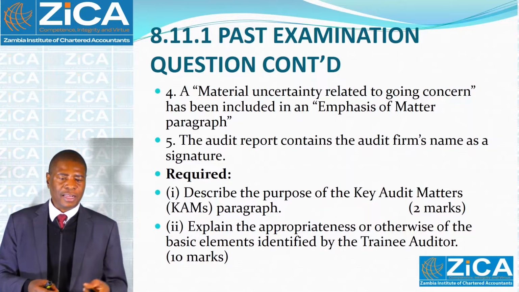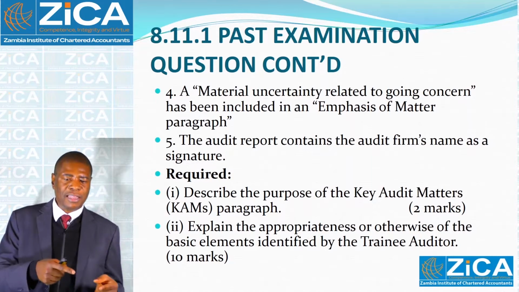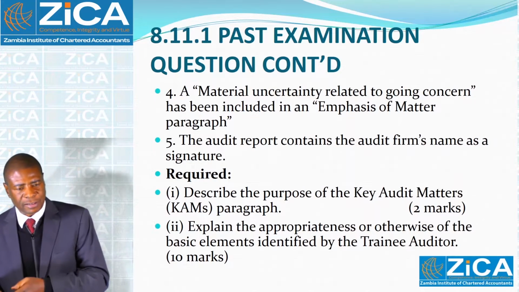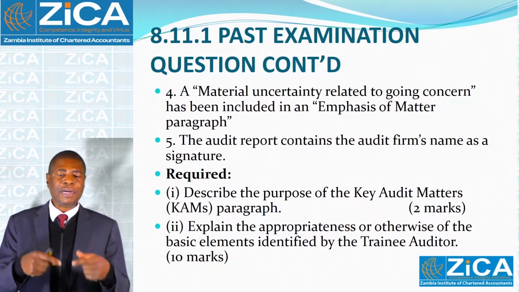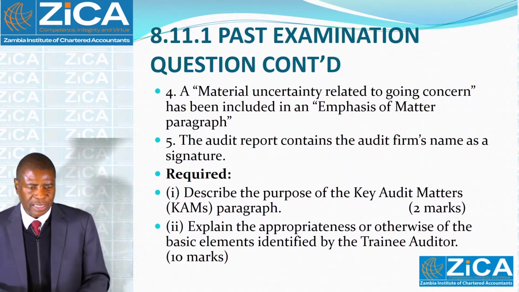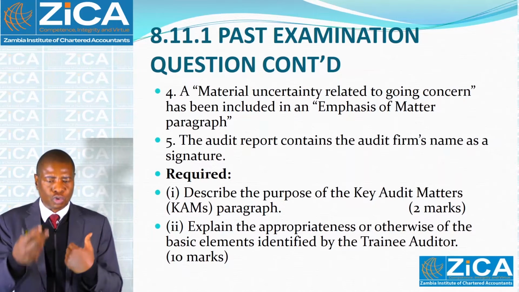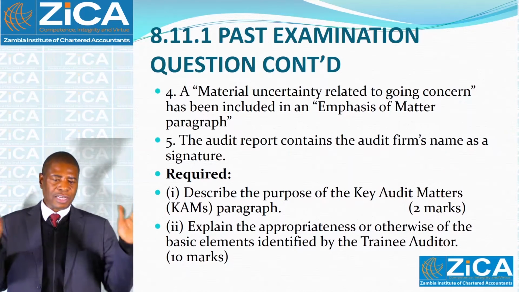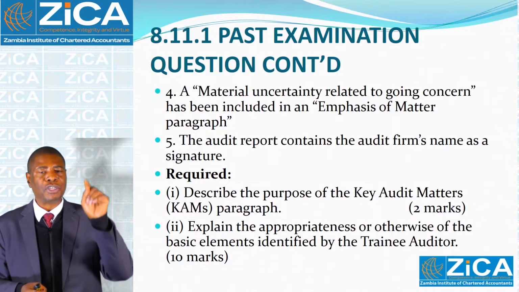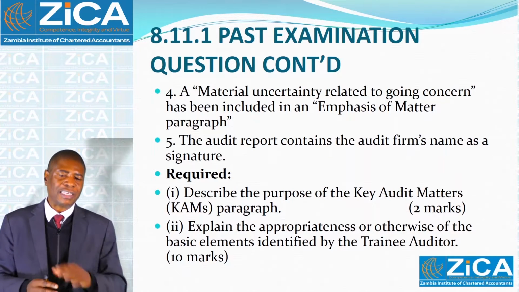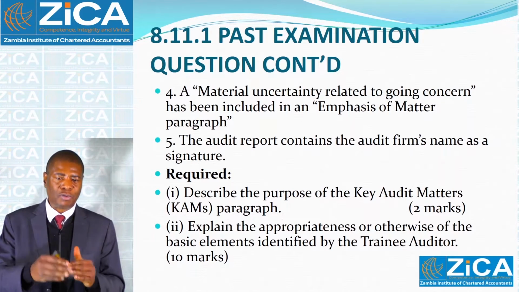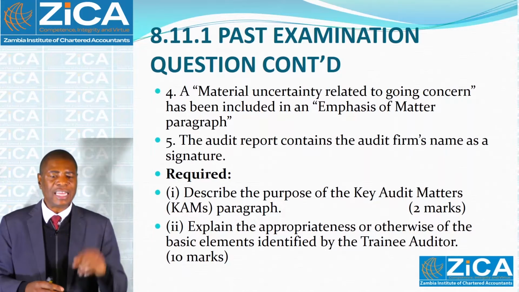Then under part 2, they are saying explain the appropriateness or otherwise of the basic elements identified by the trainee auditor. So a number of issues were given by the examiner, and I wanted you to comment on them. Again, if you went outside the question, you did not answer the question asked. It was not possible for you to get any marks. So it's always important that you look at the issues being talked about in the scenario.